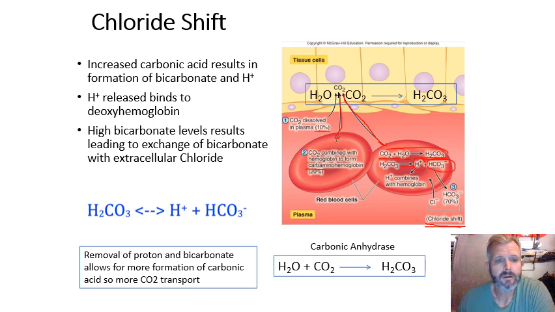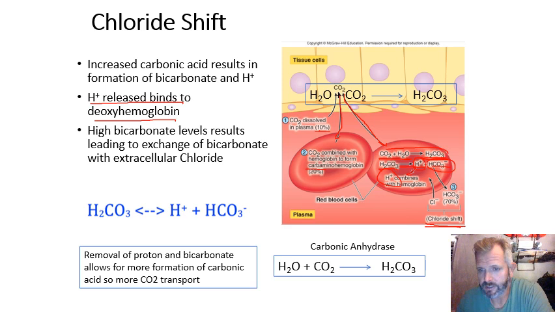We would have more deoxyhemoglobin at the tissue because we've released the oxygen from the hemoglobin. Deoxyhemoglobin likes protons. Remember, we're forming protons and bicarbonate, so the protons will actually bind to the hemoglobin molecules. Therefore, this is gone, and now we're left with bicarbonate.